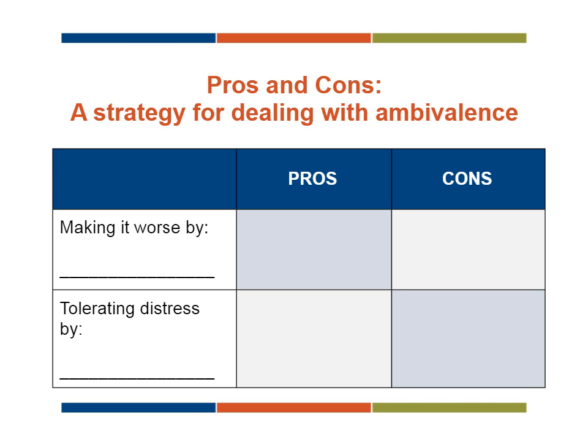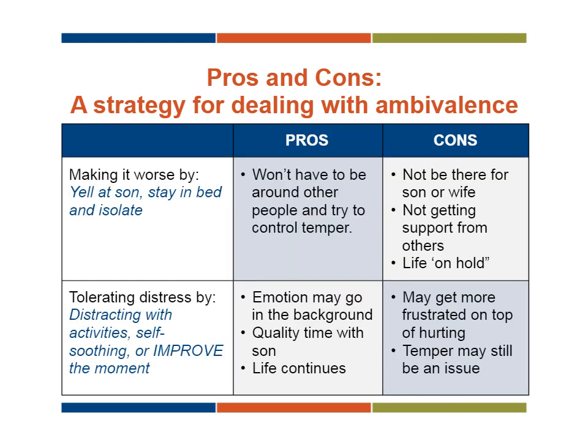So let's look at the case. With CR, what he told us is that he tends to be in bed and isolating when his son comes up and disrupts him. And that's when he tends to be the most vulnerable for yelling at his son because his pain is so intense and high. So making it worse is continuing that same behavior. And the pros of that is that he won't have to be around others and try to control his temper in any kind of way.